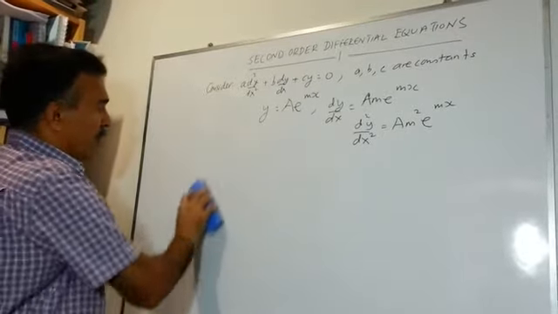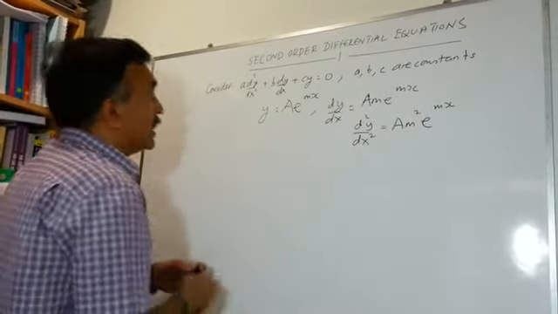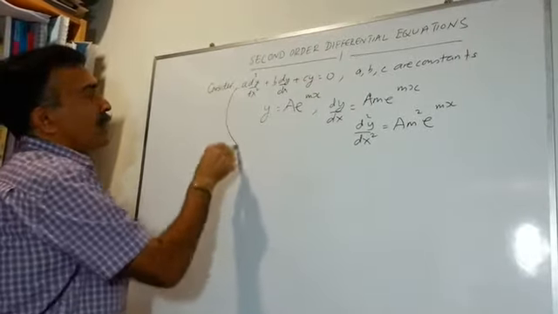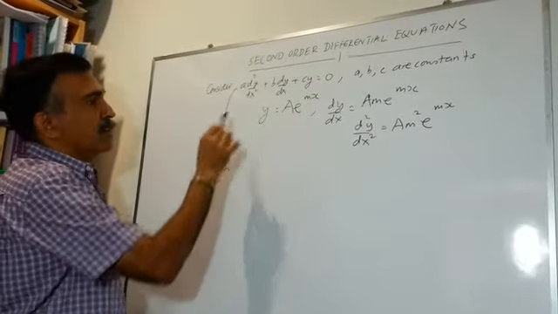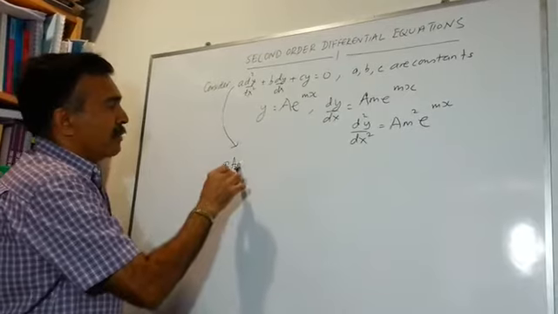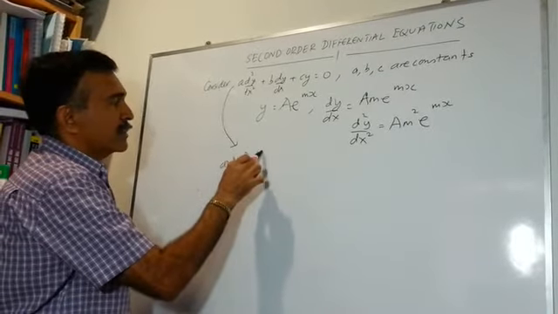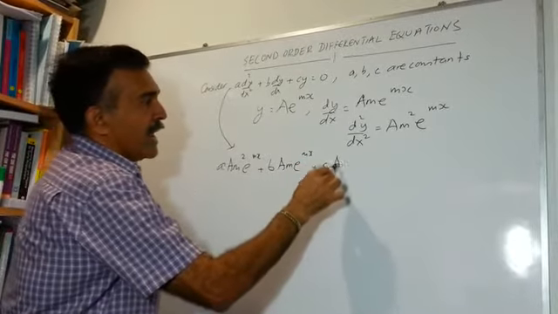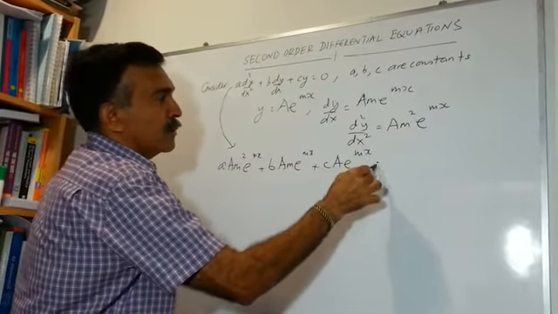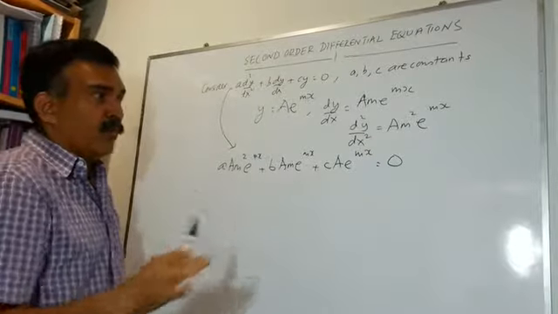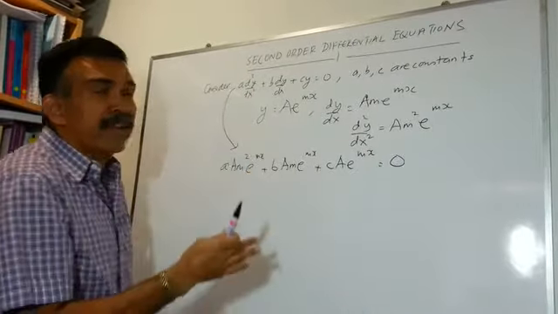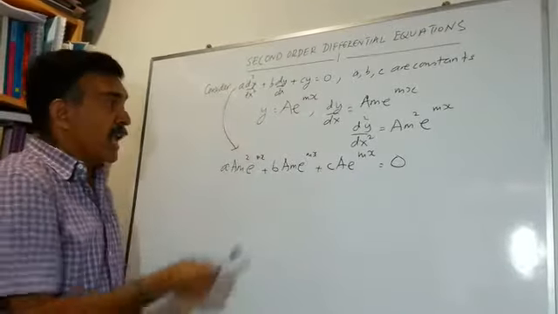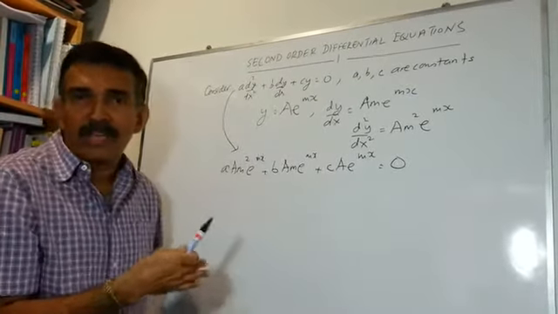Let's plug things in. So we have a times d2y dx squared, which is a m squared e to the power of mx, plus b times dy dx, which is a m e to the power of mx, plus c times y, which is a e to the power of mx, equals 0. So what have I done? I've just substituted all these into my original differential equation, and now we can do some cancelling.